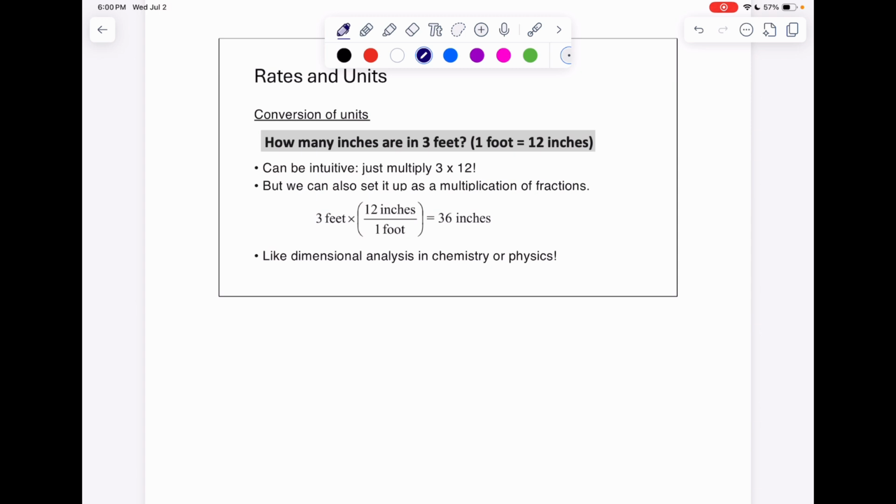We can just say 3 feet. So if I'm looking for how many inches are in 3 feet, and I know that each foot is 12 inches, we could just multiply 3 feet times 12. But we can also set it up as a multiplication of fractions.